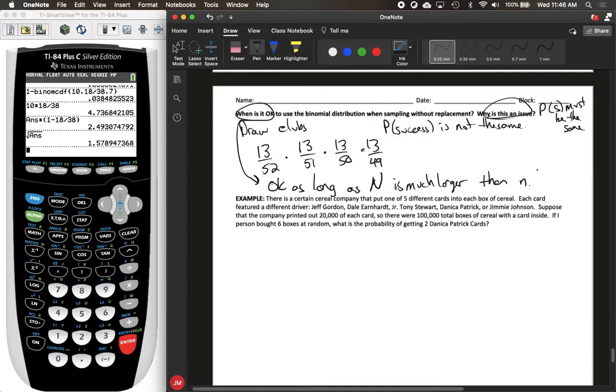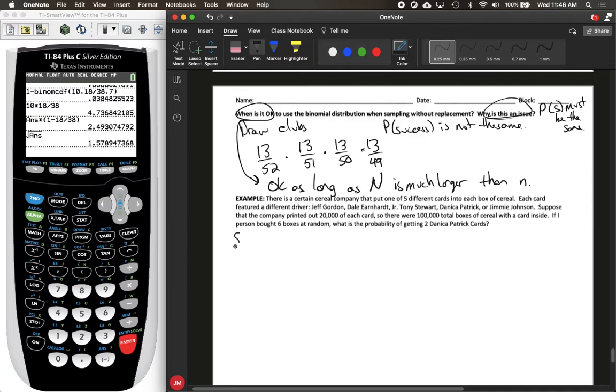So for this example, there's a certain cereal company that put 5 different cards into each box of cereal. Each card featured a driver: Jeff Gordon, Dale Earnhardt Jr., Tony Stewart, Danica Patrick, or Jimmy Johnson. And suppose that the company printed out 20,000 of each card. So in total, there were 100,000 total boxes of cereal with a card inside. So if a person bought 6 boxes at random, what is the probability of getting 2 Danica Patrick cards?